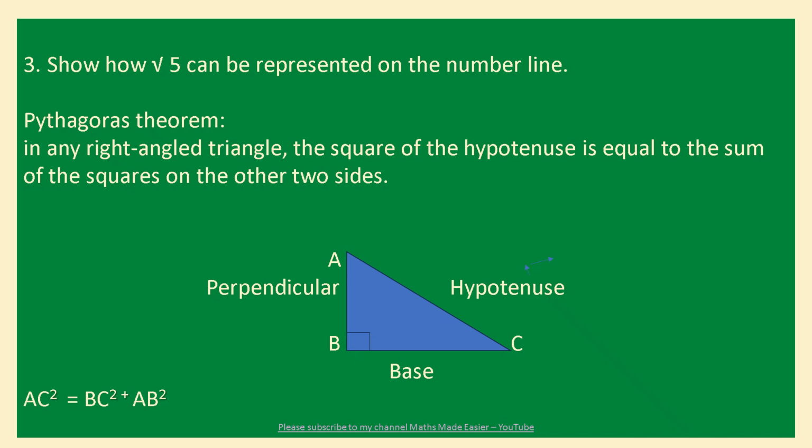As you can see, the triangle under consideration should be a right angle triangle for the Pythagoras theorem to be proved. The lengthier side is called the hypotenuse. The other two sides, as you can see, one is the perpendicular and the other is the base. Therefore, AC is the hypotenuse, AB is the perpendicular and BC is the base. The Pythagoras theorem states that AC squared is equal to BC squared plus AB squared.